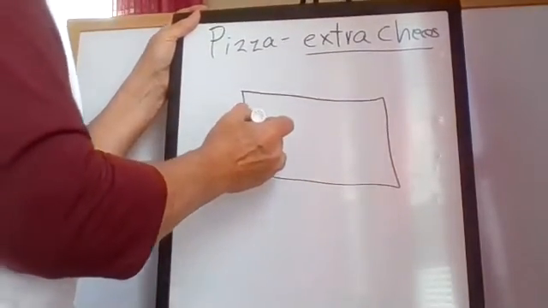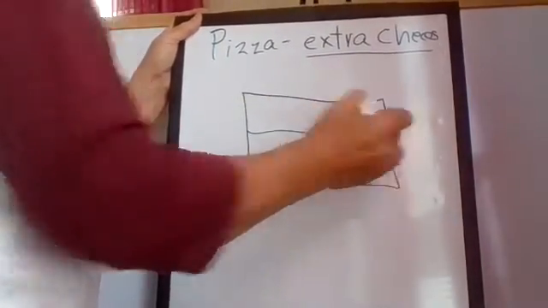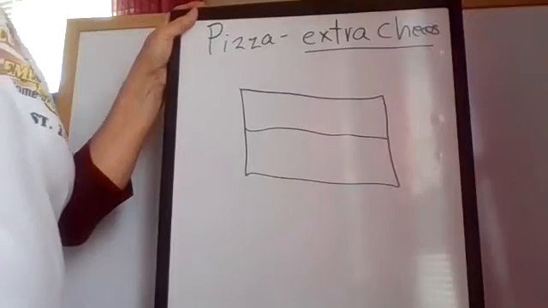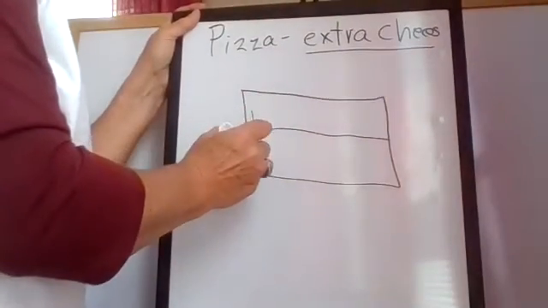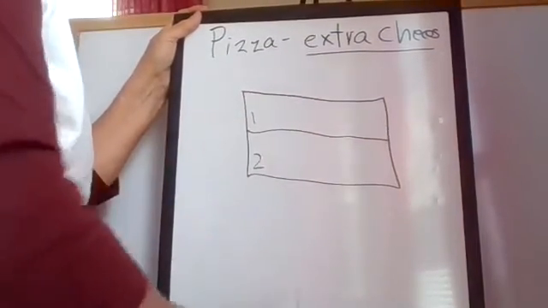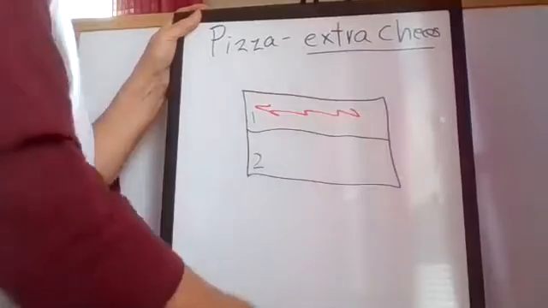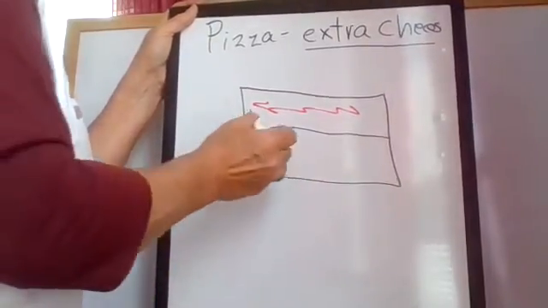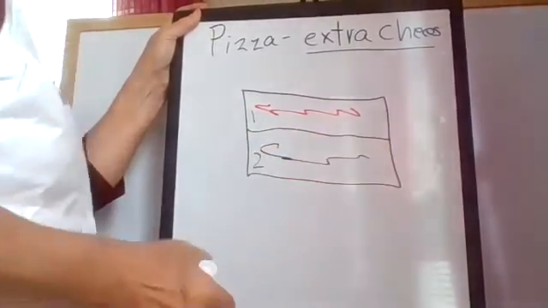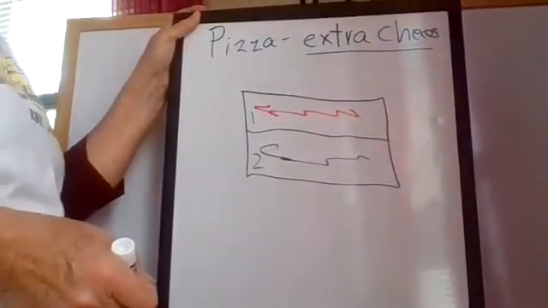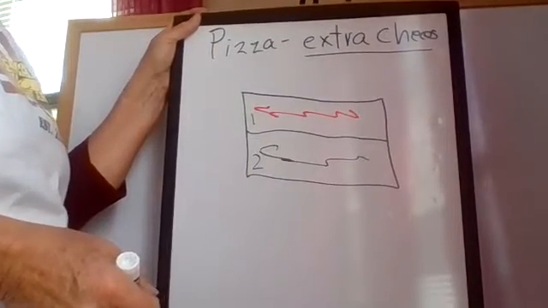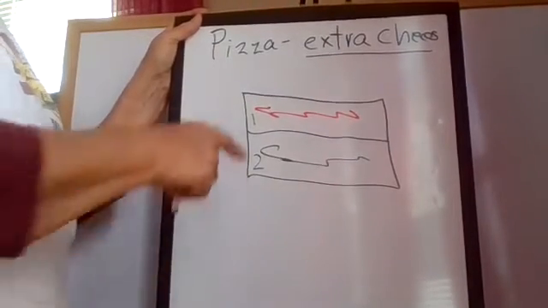But this time I'm going to draw a line exactly in half this way. I still have 2 pieces. They are exactly the same. I'm going to color one red, one black. How many of my parts of my fraction are colored red?